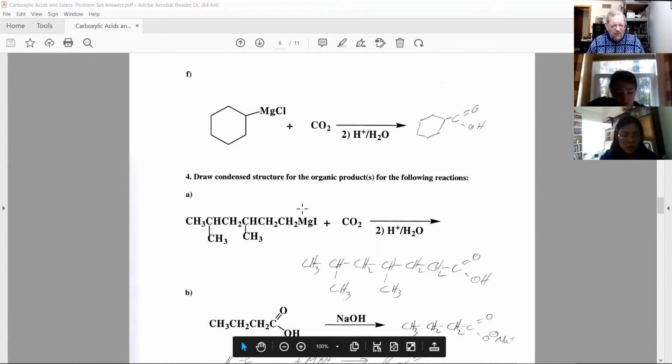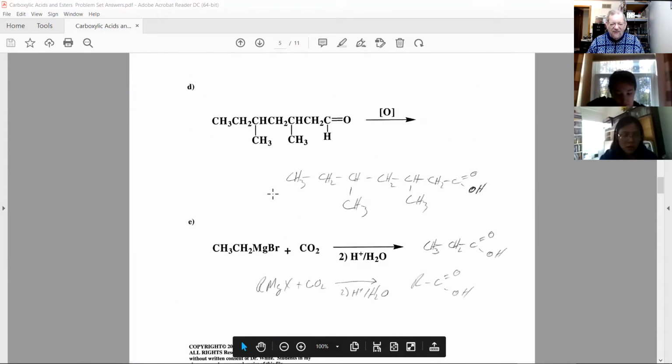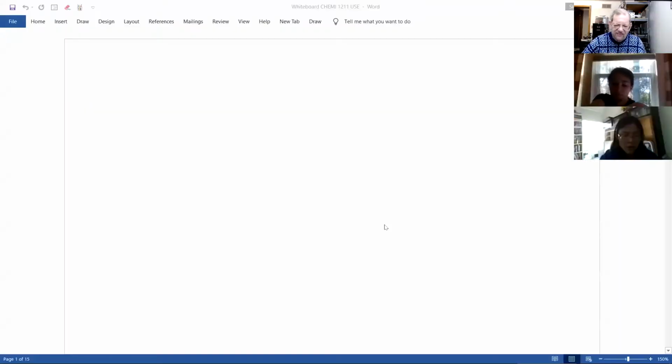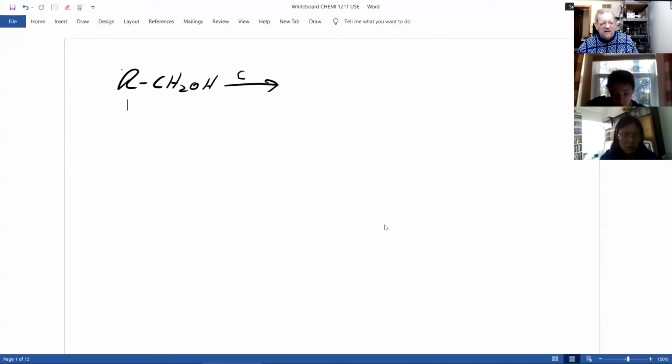Hold on one second. Guess what? I forgot a reaction on here. Bad, Dr. White. So I'm going to fix that right now. If you take a primary alcohol, and strongly oxidize it, you'll get a carboxylic acid.